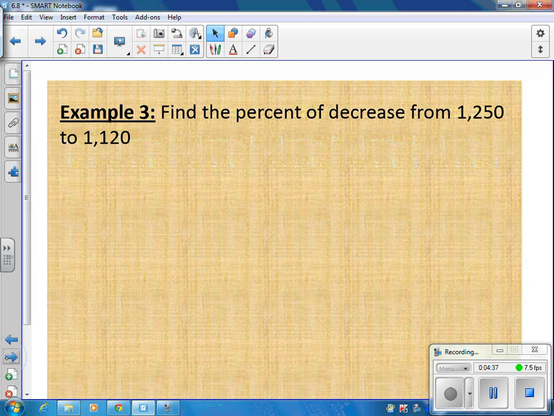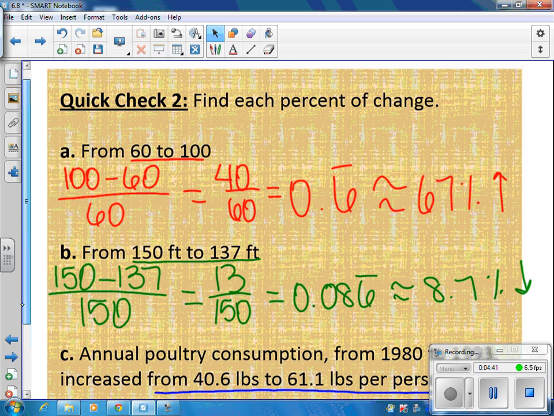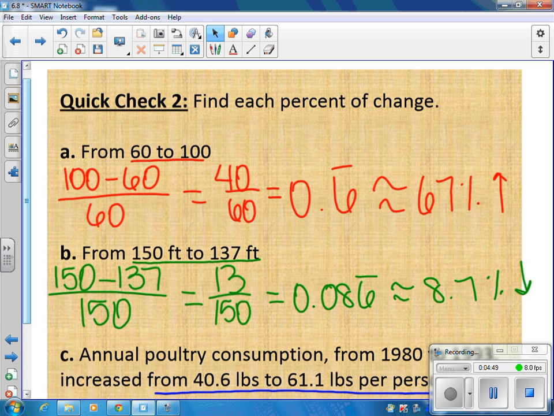Those were all examples of percents of increase. When we look at this quick check 2 here, these problems are different from what's in your notes. So you need to make sure you are either writing these down off to the side or somewhere on a separate sheet of paper. You don't have to write down the words, but we want to write down the work from this problem.